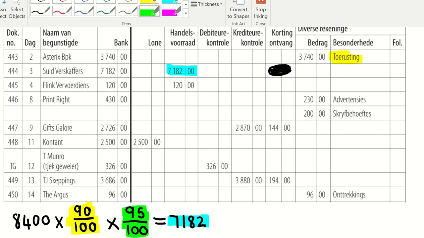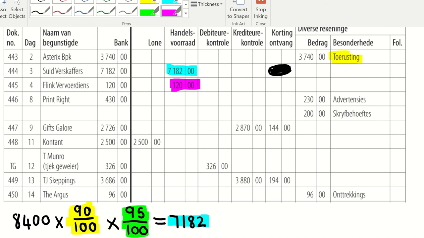Goed. Dan nommer 4. They say issued a check to Rapid Transport Service for 120 rand for the transporting of these goods. Nou baie belangrik hierso, hierdie 120 rand word gesit onder handelsvoorraad.